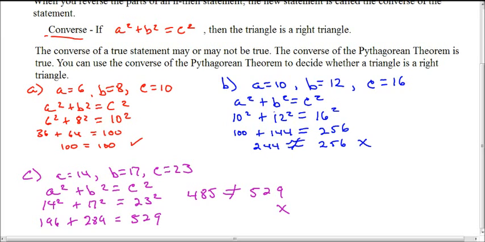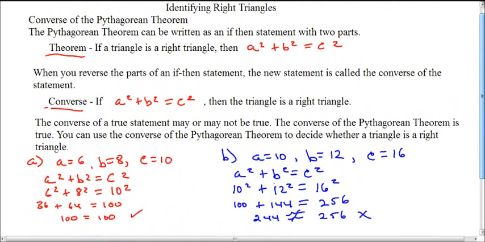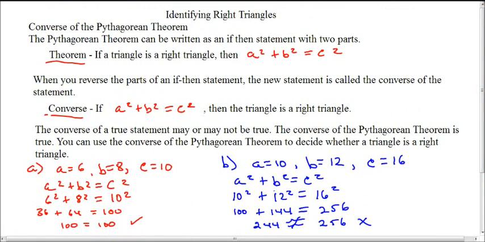So we can use this without drawing the picture and determine if the left side equals the right side. If it does, we do indeed have a Pythagorean theorem and a right triangle, but if not, we do not have a right triangle. So take a real good look at this. I think it's a very useful tool for you when we want to identify whether or not we are actually working with right triangles.